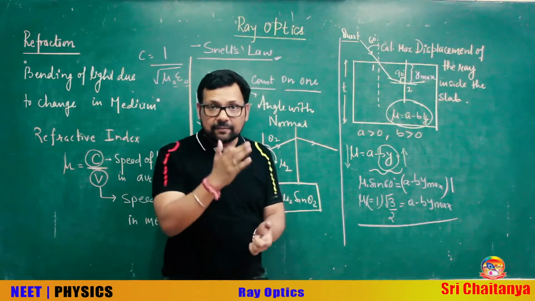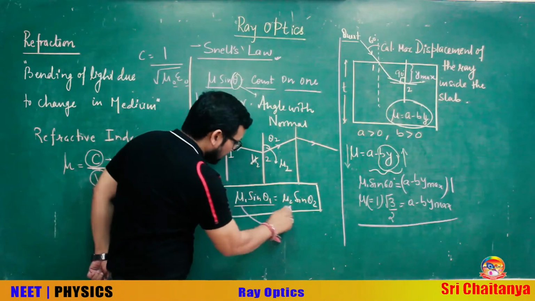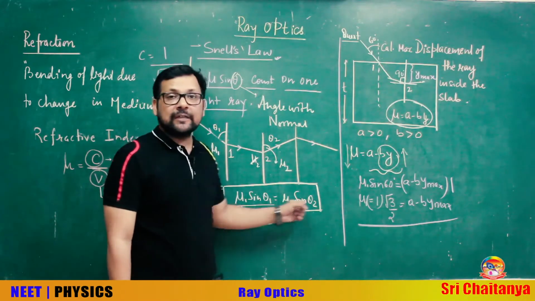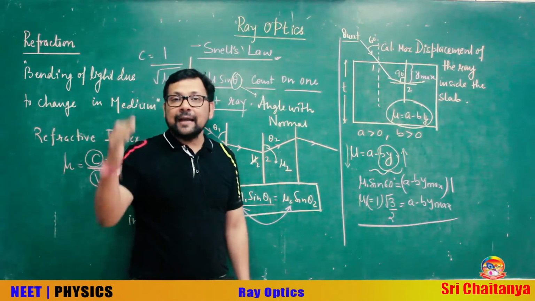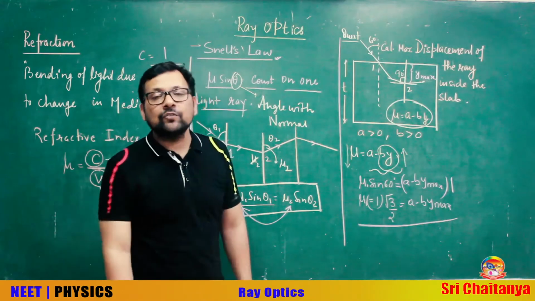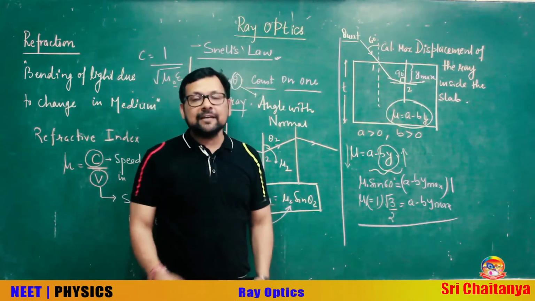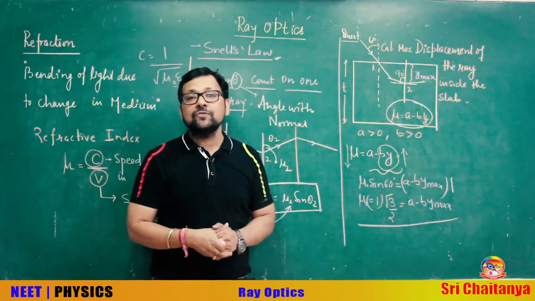So mu was the same. If the initial and final mu, say mu1 and mu2, remain the same, obviously theta 1 and theta 2 will also remain the same. So we can say the angle of incidence and the angle of refraction are equal. Hence the incident and the emergent light rays are parallel. This is what happens in the refraction of a glass slab.